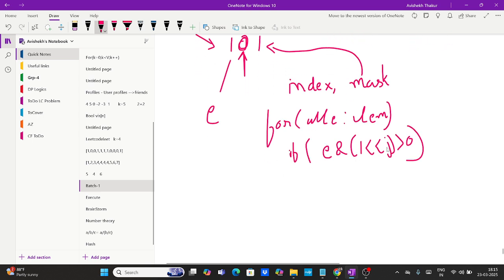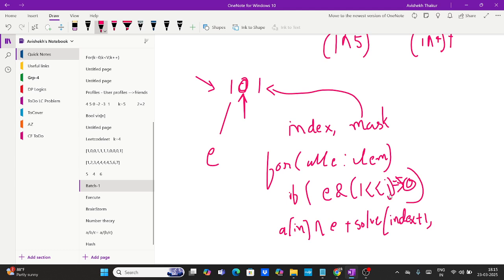So if it is 0, I mean if it is not set, then only you can take the element which is a of index XOR element, and ask your recursion to solve for index plus 1, because you have already taken this index. And now can you see that this mask has been consumed? I mean, this position you have to set it as 1, right? Because it has been paid already.